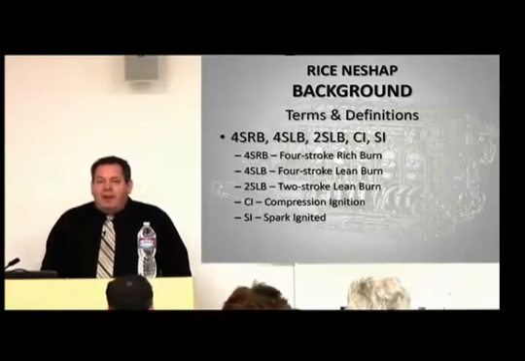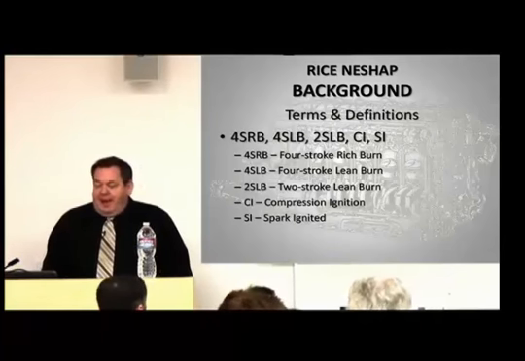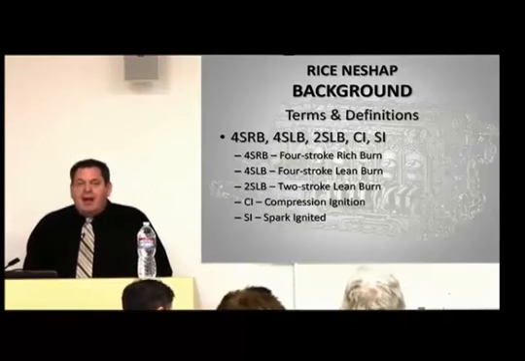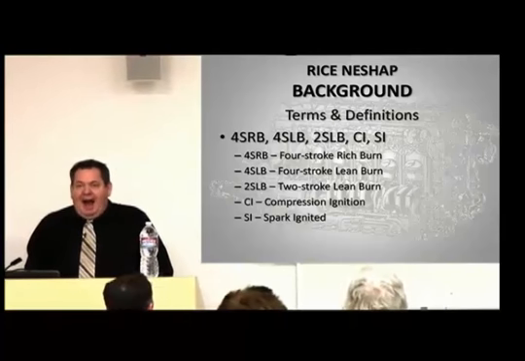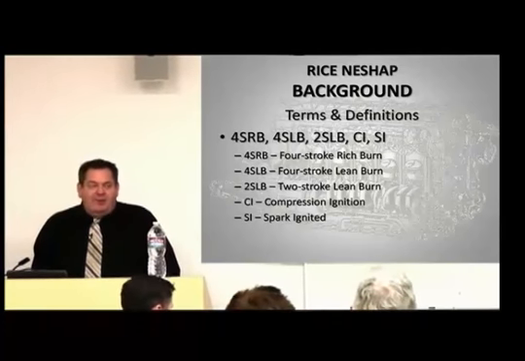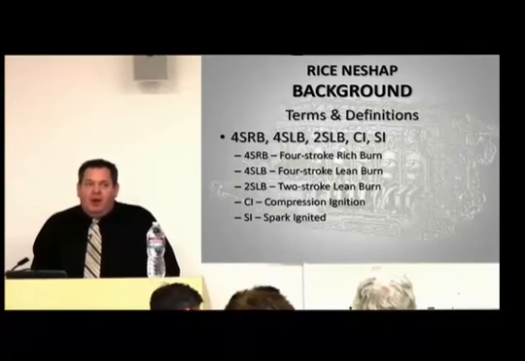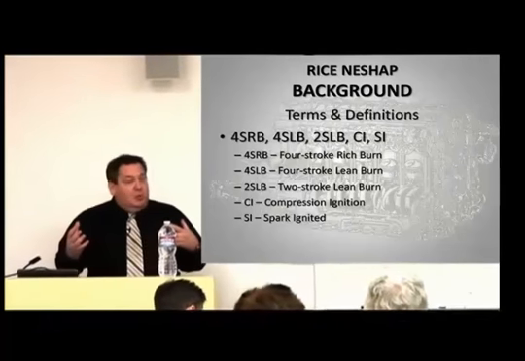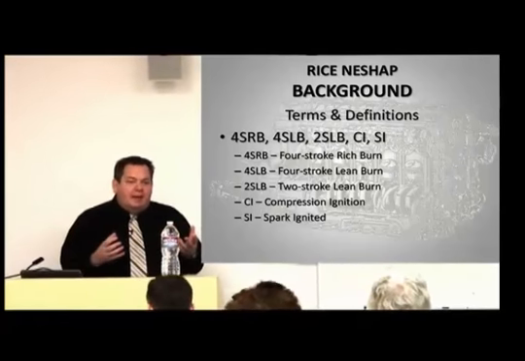Then we have alphabet soup. 4SRB, 4SLB, 2SLB, CI, SI. So we have 4-stroke rich burn, 4-stroke lean burn, 2-stroke lean burn, compression ignited engines, spark ignited engines. A lot of different engines. This rule covers them all, so let's break them down a little bit.